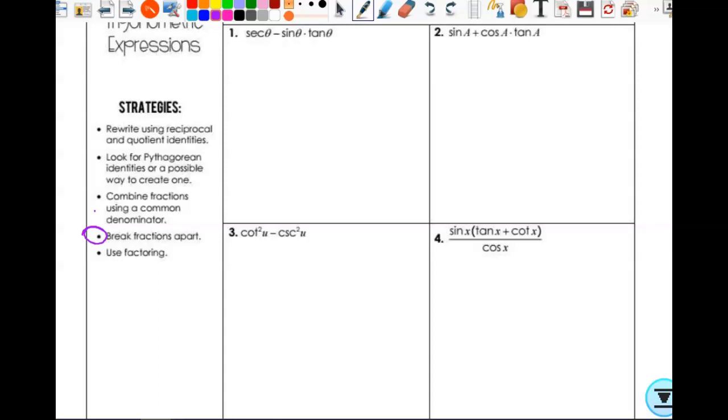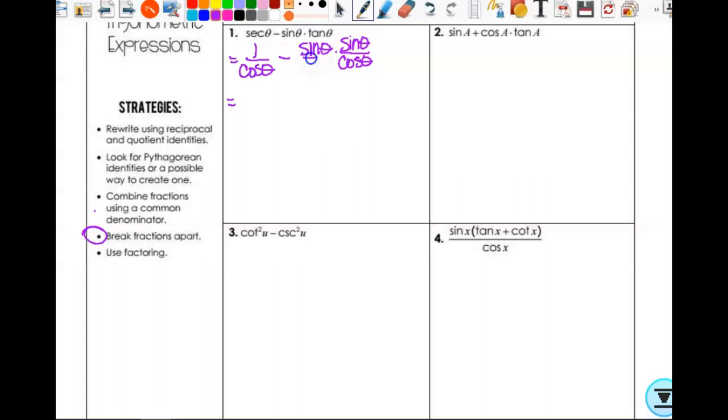So what is secant the reciprocal of? Cosine. So secant can become 1 over cosine theta. And then I'm going to decide whether or not I'm going to do anything with tangent after I write that. Because I have 1 over cosine, then I have sine. So in this case it probably would be helpful to rewrite tangent. So I'm going to write sine theta times, now tangent becomes sine theta over cosine theta. Okay. Everybody agree with all that?